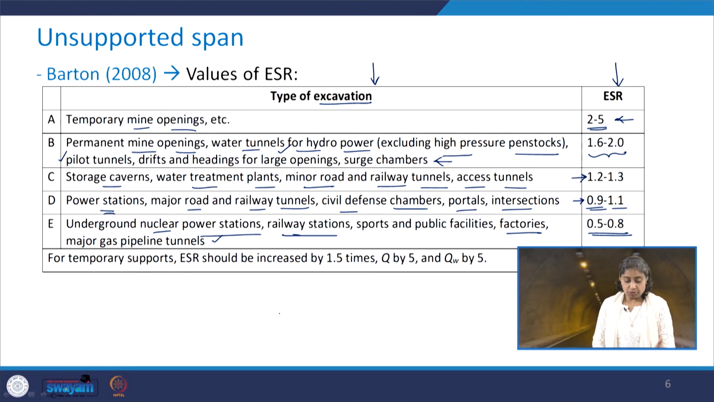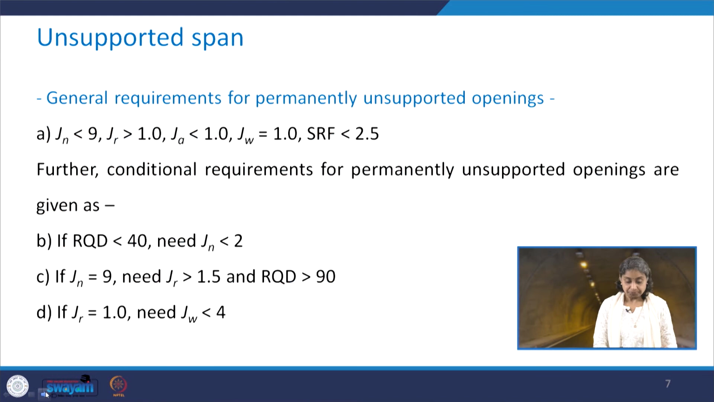In case you have temporary supports, the ESR that is given in this column should be increased by 1.5 times, Q should be increased by 5 and QW also should be increased by 5. This QW is the wall factor. We have discussed this in some of the earlier lectures.